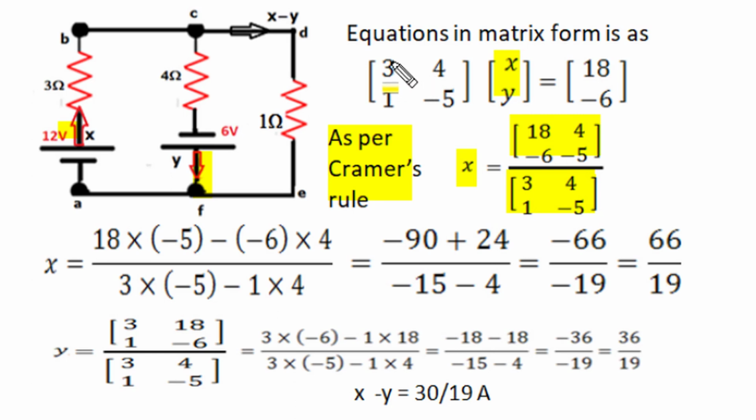In the first equation it is 3x and in the second equation it is 1x. So these 3 and 1, the coefficients of x, are replaced by the column of the equal side matrix, 18 and minus 6. So this new matrix will become 18, minus 6, 4 and minus 5, and the ratio of the determinant values of these two matrices will give me the value of x.